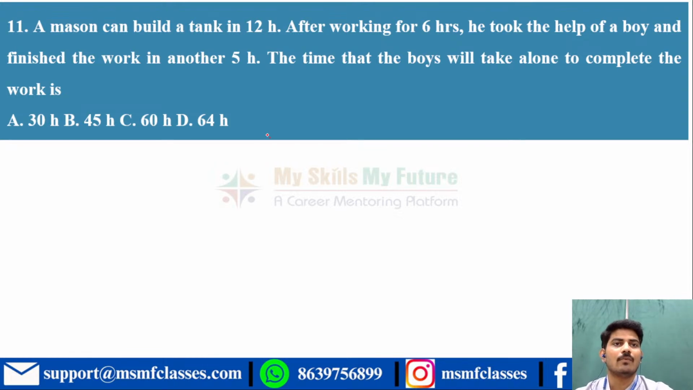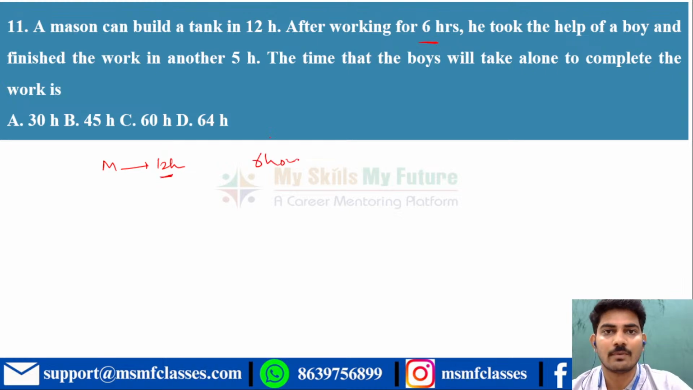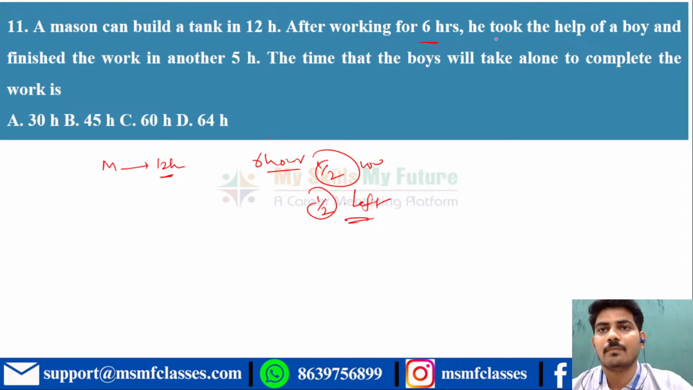What is given in the question is a man can build a tank in 12 hours. Let us take a man building a tank in 12 hours. He worked for 6 hours, which means half of the work was completed, so only half of the work will be left. After 6 hours, he took the help of a boy. So now man and boy are working. The boy finished in another 5 hours.